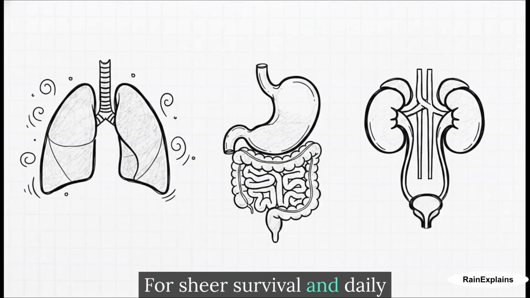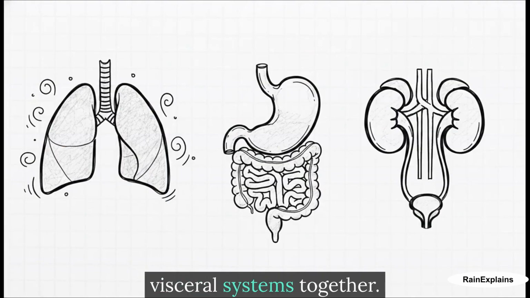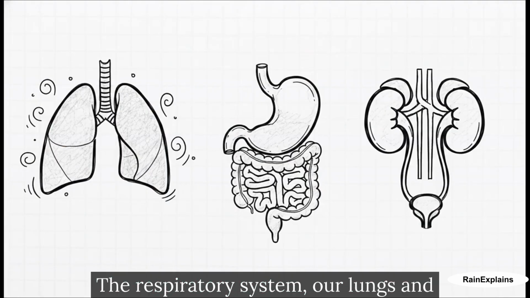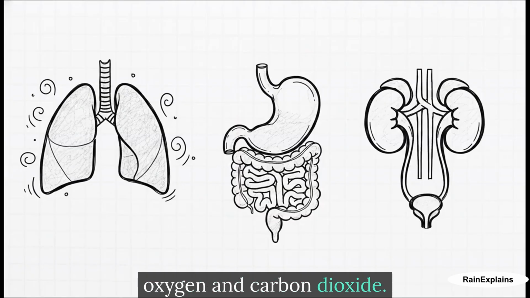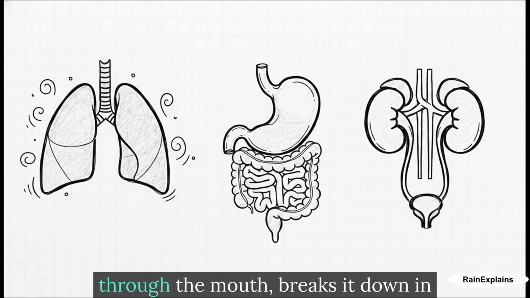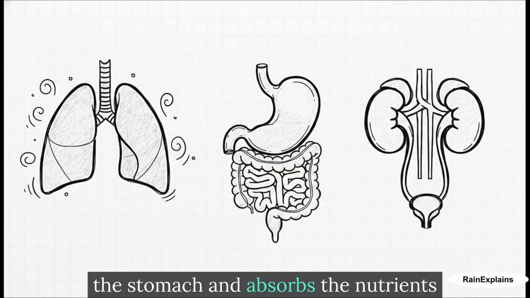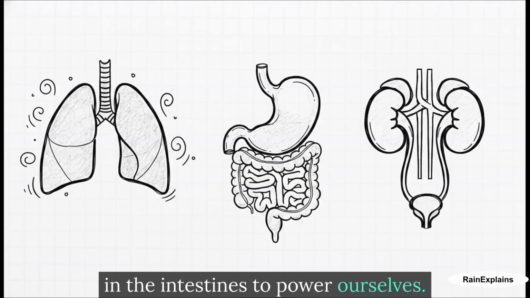For sheer survival and daily maintenance, we group these three visceral systems together. The respiratory system, our lungs and air passages, facilitates the exchange of oxygen and carbon dioxide. The digestive system takes in food through the mouth, breaks it down in the stomach, and absorbs the nutrients in the intestines to power our cells.